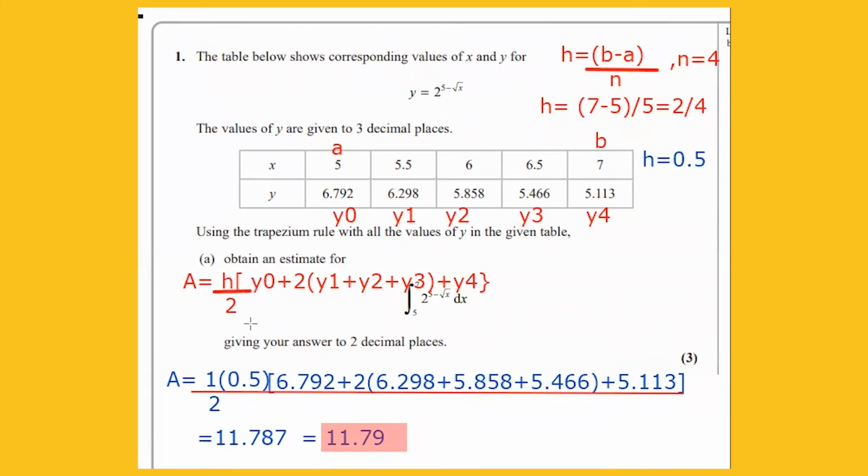Now h over 2 is 0.5 over 2, y0 is 6.792 plus 2 into y1 is 6.298 plus y2 is 5.858 plus y3 is 5.466 plus y4, which is 5.113. When we put all this information in our calculator, our answer is going to be 11.79. I hope you understand this. I shall now proceed to part B.